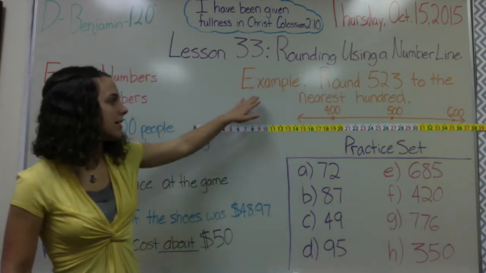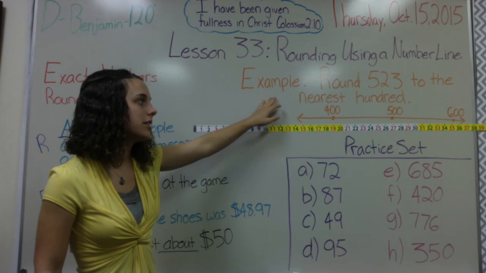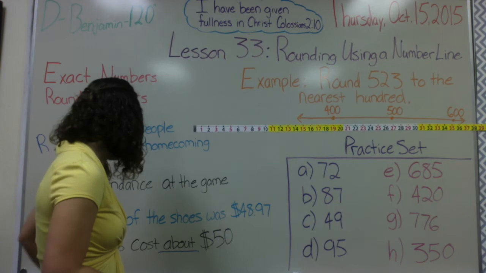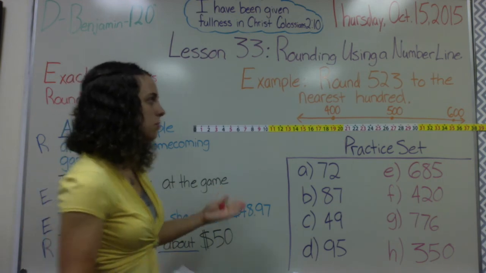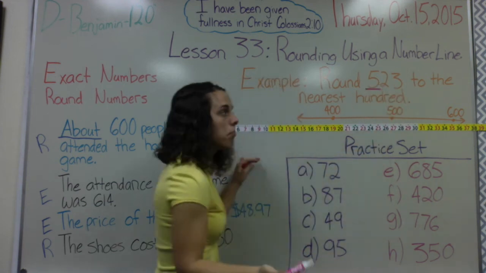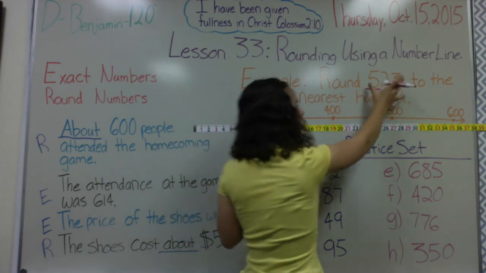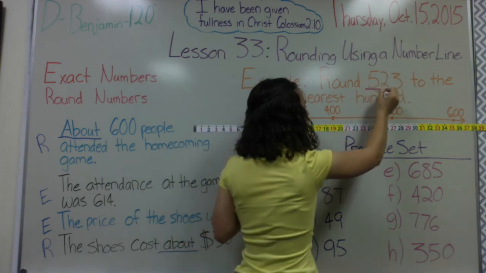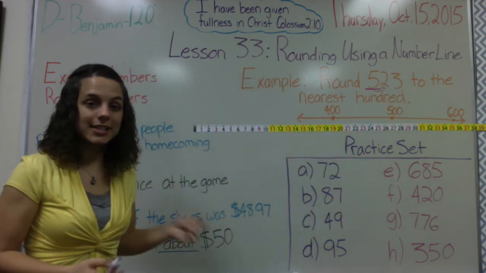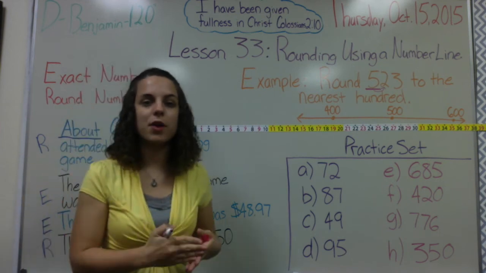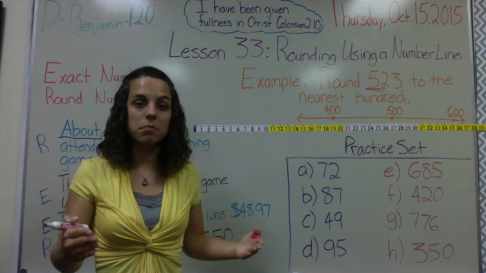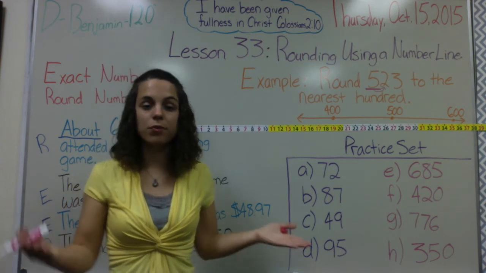So our example problem says round 523 to the nearest 100. When I look at the numbers I need to round, I know I'm rounding my hundreds place, so I'm going to underline my hundreds place. Just looking at the number, even without a number line, I'm going to look at its neighbor next door to the right, which is a 2. That 2 is less than 5, because 5 is always our halfway point, whether it's 5 or 50 or 500 or 5,000.